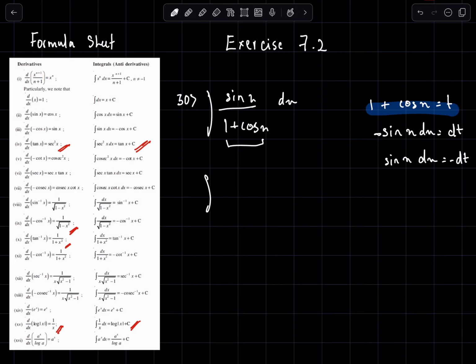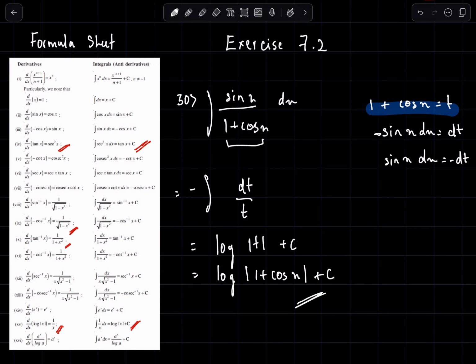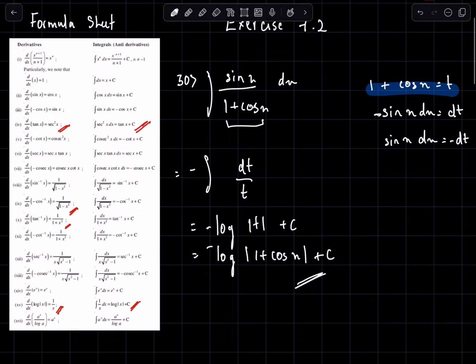So let's do this integral. Okay, now sine x dx is minus dt, so we put the negative sign outside, dt over t, which is equal to log of t plus c. Now what is t? 1 plus cos x plus c. Done. Okay, so let's confirm. By the way, I forgot the negative sign, my bad. Let's confirm the answer. Yes. Okay, we're right. Simple.